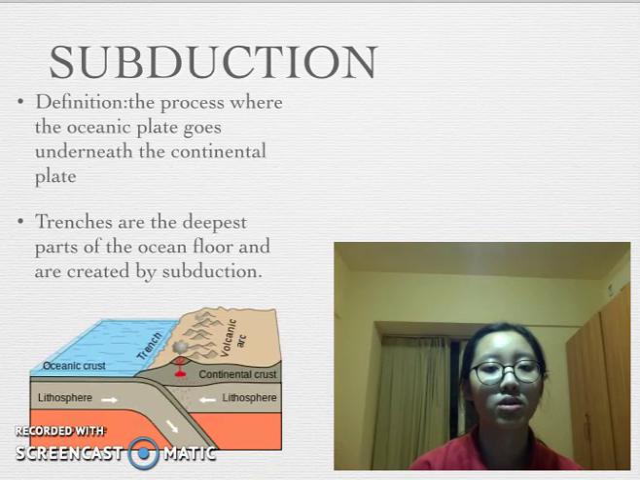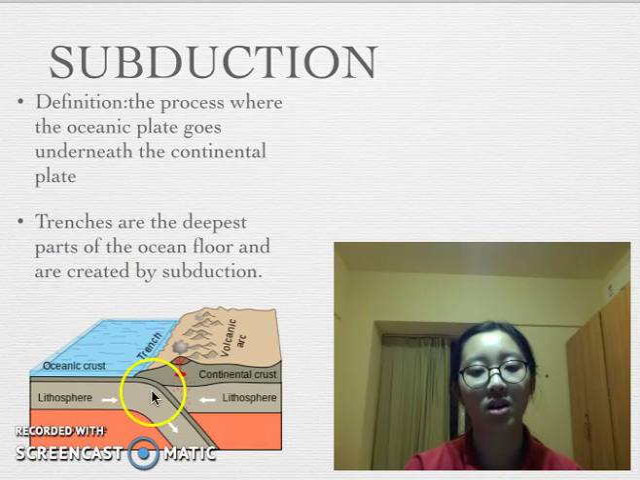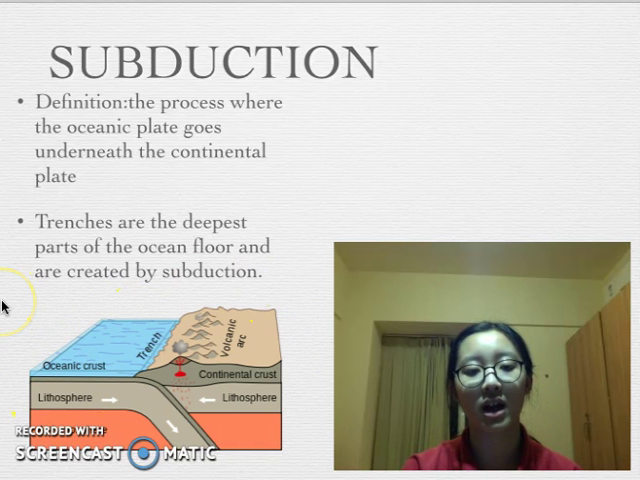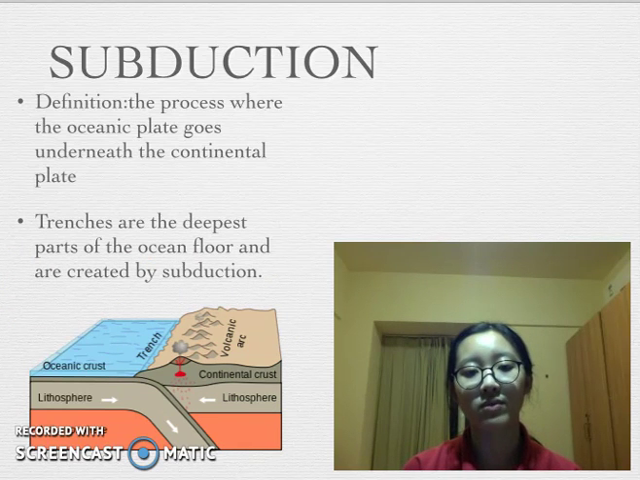Subduction is a process where one plate goes underneath the other plate. In this picture, the oceanic plate goes under the continental plate because the oceanic plate has a higher density than the continental plate. Trenches are the deepest part of the ocean floor and are created by subduction.